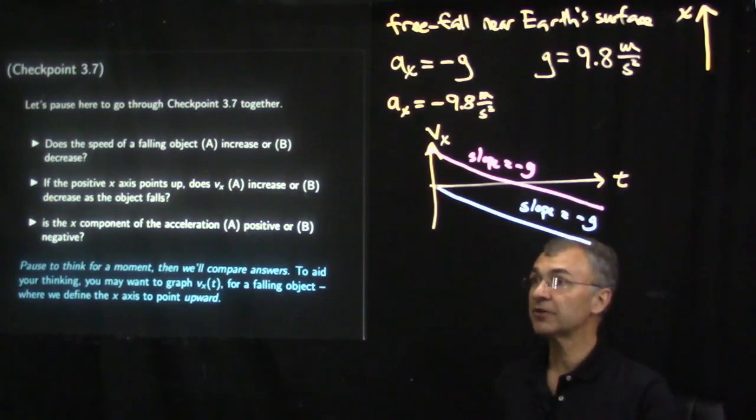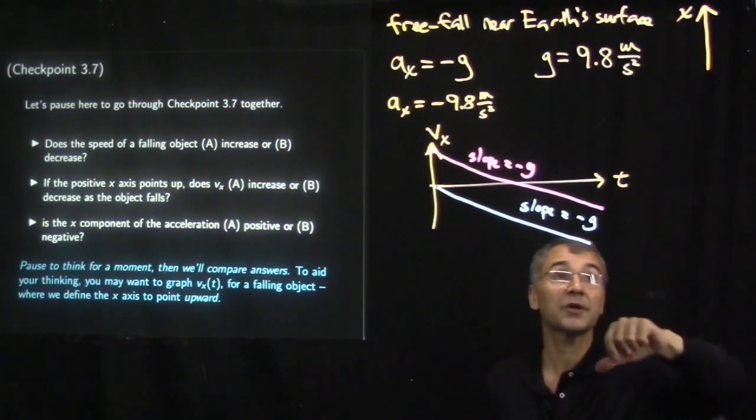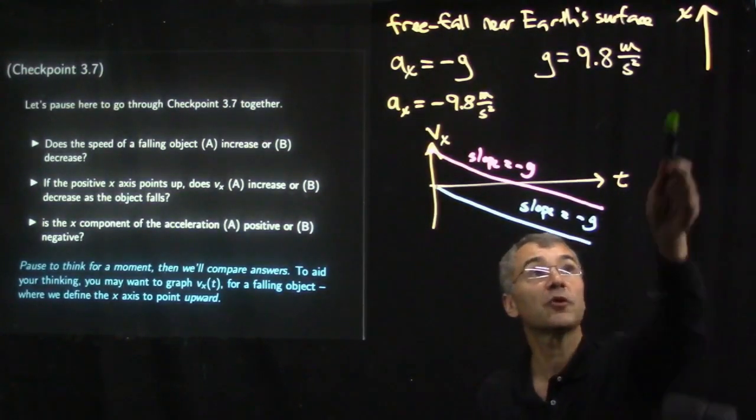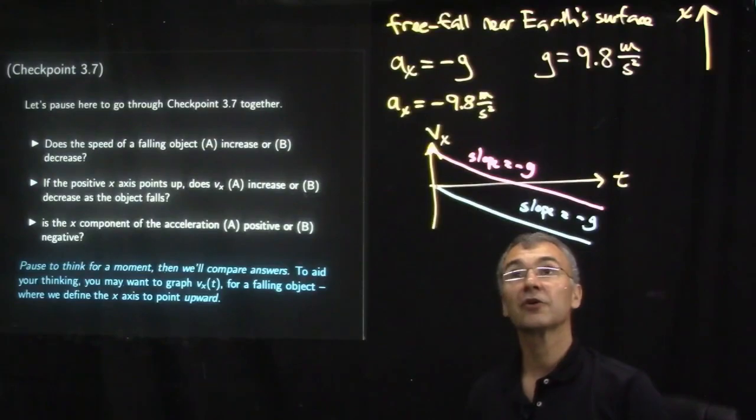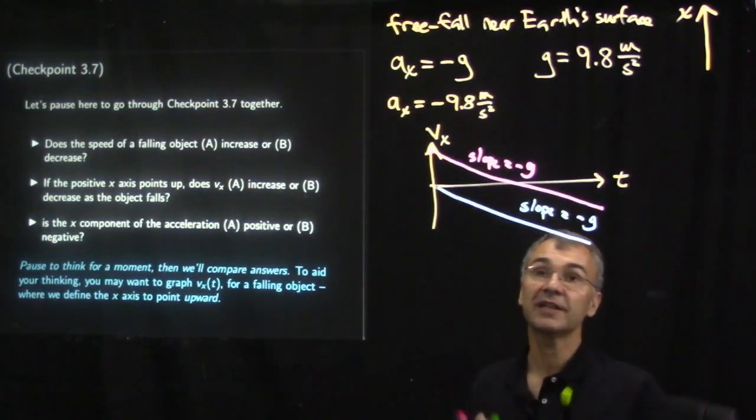Is the x component of the acceleration positive or negative? It's negative, because the object is accelerating downward, and we've defined the x-axis to point upward. So the x component of acceleration is negative.